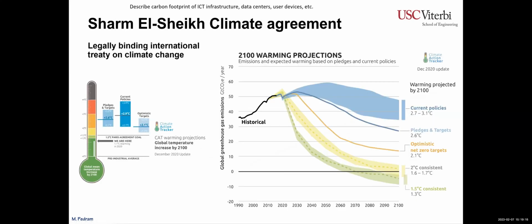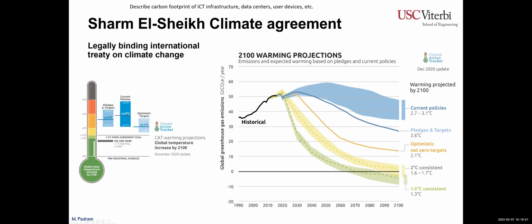There was this recent meeting in Egypt, Sharm el Sheikh Climate Agreement, in which U.S. came back to the fold, and some new agreements were made. But the fact is that if we don't make any policy changes now, we expect by the 22nd century, year 2100, we will have an increased temperature of about 2.7 to 3.1 degrees Celsius. This is really bad. I mean, this would be quite bad if, in fact, this happens.